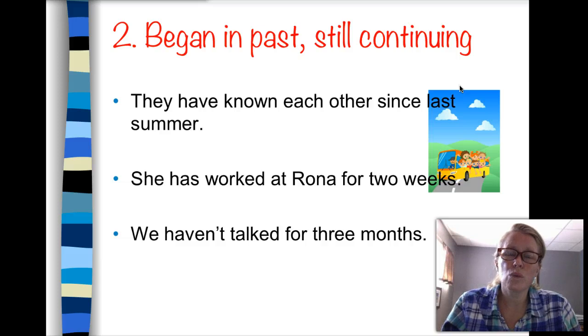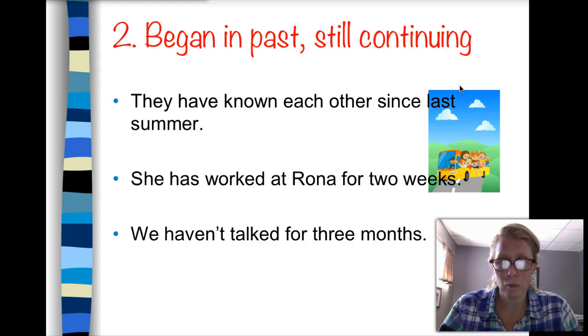The second major rule for the present perfect is an action that began in the past and is still continuing. And these two rules are independent of each other. You don't need to have both of them to use the present perfect. So, they have known each other since last summer. It means they met last summer. They still know each other.